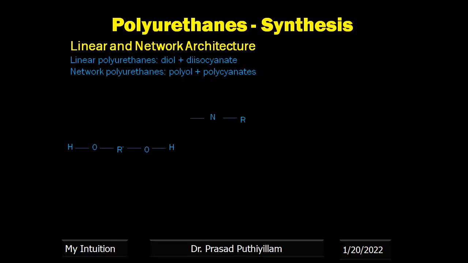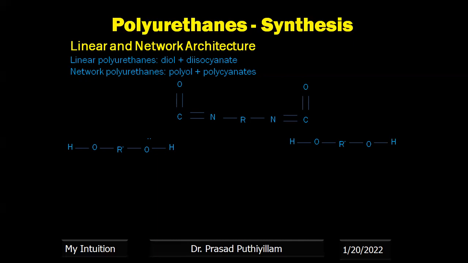I'm taking a diol, then a diisocyanate I'm drawing here. So this is a diisocyanate in which R represents the hydrocarbon group, hydrogen and carbon, or any other alkyl group. R dash also represents any alkyl group. Then another diol I am representing because I want to show the chain formation.